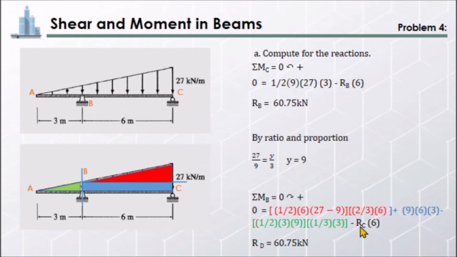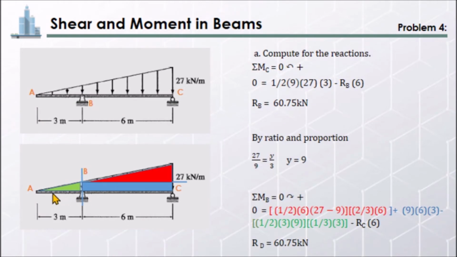So, next naman is itong sa kulay blue. Itong rectangular load natin na to. So, we have 9 multiplied by 6 meters. So, base times height. Multiplied by its moment arm na 3 meters. So, ang centroid pagka rectangle, kalahati niya. So, ano kalahati ng 6? So, that is 3 meters.